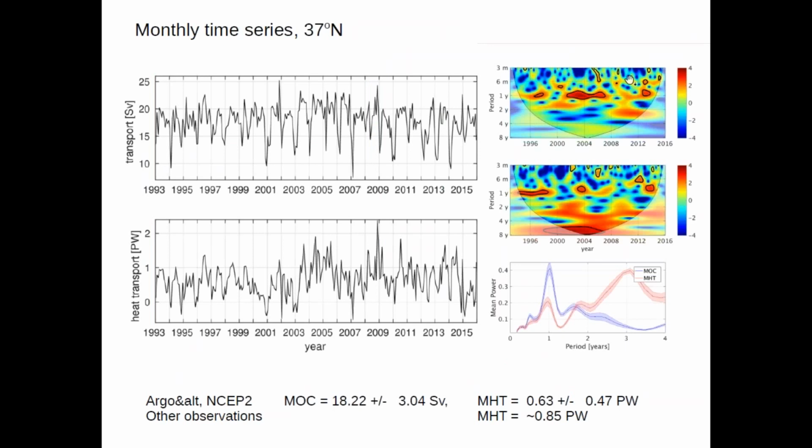Then I went to 37 north, which is one of the latitudes where it works pretty well, but I do get a little bit lower transport than other observations here, 0.63 petawatt versus 0.85. But it's not too bad. And then I get some of these pretty strong drop-offs here, and also in the heat transport. But it's not so much different from Mocha Rapid. This is monthly, not daily, so I want to look more closely at what's happening here with these stronger drop-offs.